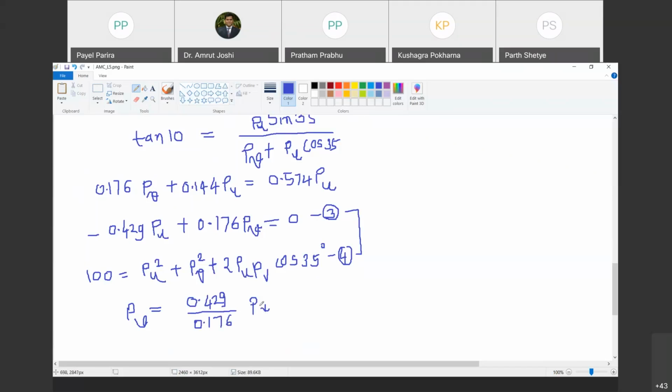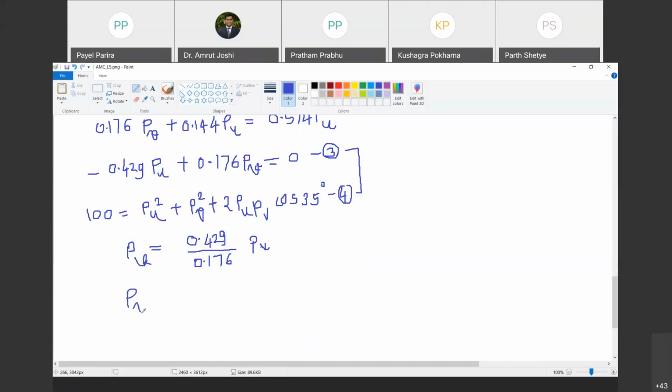Yes, sir. कैसे किया ये? This term will go on right hand side, so you will get 0.176 PV equal to 0.429 PU. So 0.429 upon 0.176 यहाँ पे आएगा. So tell me, PV is how many times of PU? ये कितना है? 0.429 upon 0.176. How much is it? Sir, 2.44. So it is 2.44 times PU. Do you agree with me? Yes, sir. Now substitute this here.